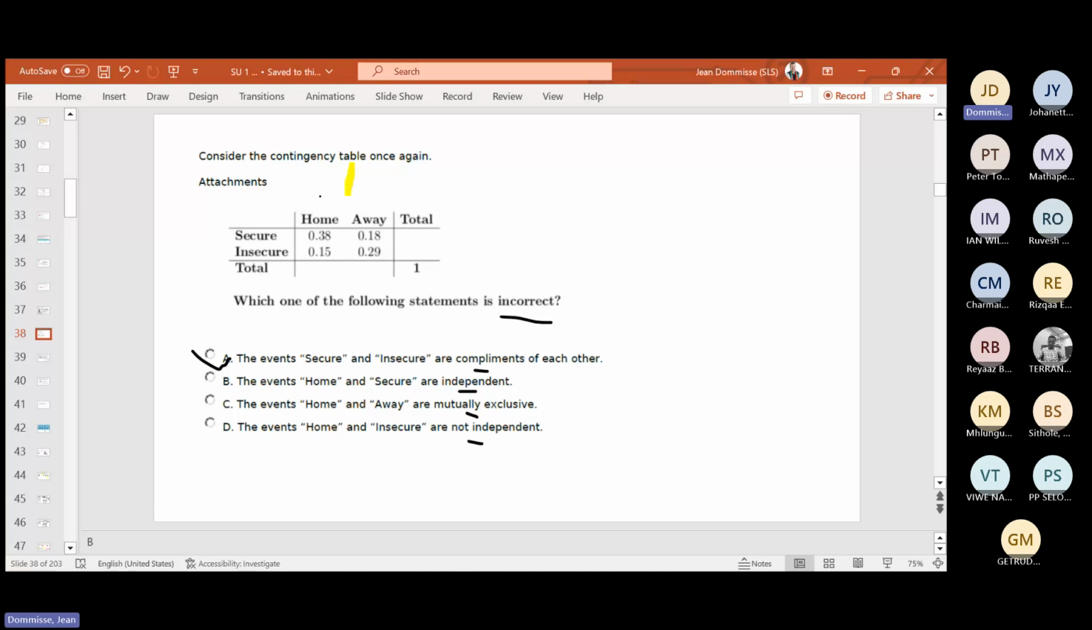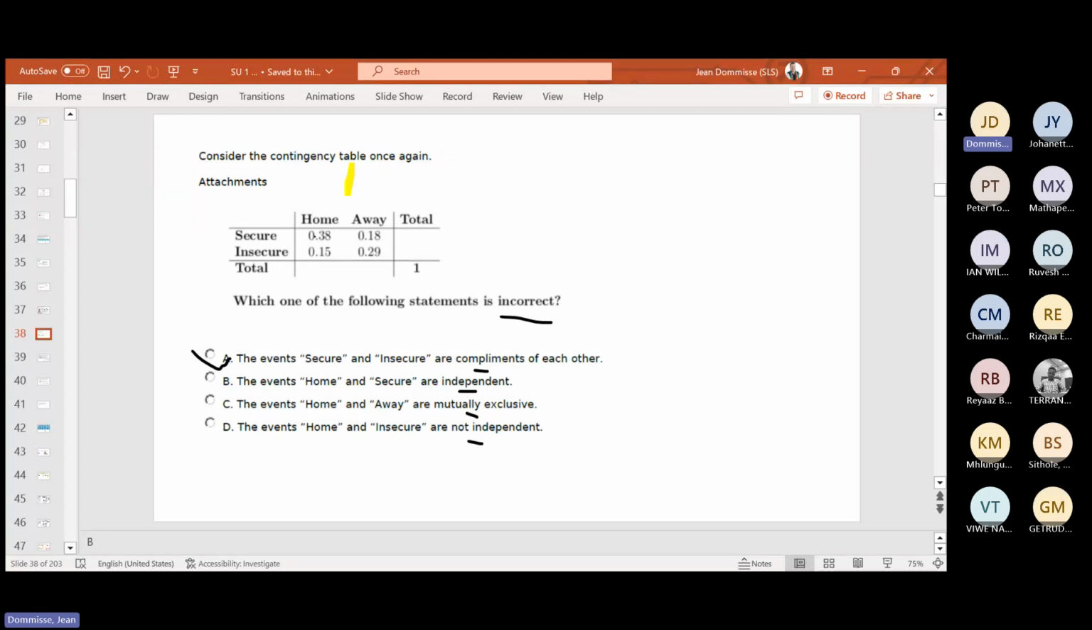And how one can see that is, if you add these two together, the top one we said was 0.56. The bottom one is 0.44. So a complement we know is 1 minus the one element gives you the other element. Or if you add the two together, you will always get 1. So between secure and insecure, they are complements, but also between home and away, they are complements. So that is correct.